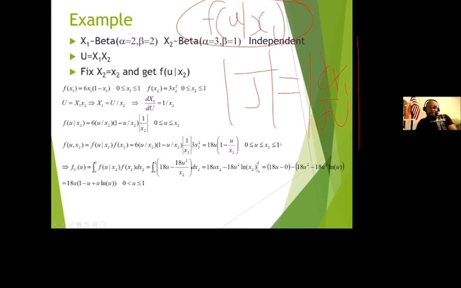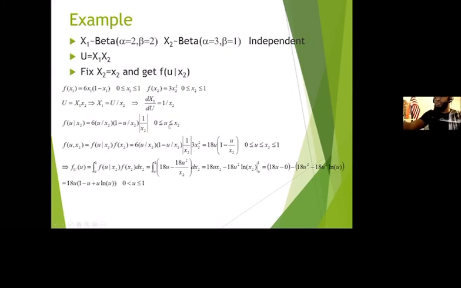Okay, do you know why you're using the range from u to 1? Somebody said, I thought we are looking for f of u given x2. This is what you are looking for. Okay, you are not looking for f of u given x2. You are looking for f of u. This is what you want to find.